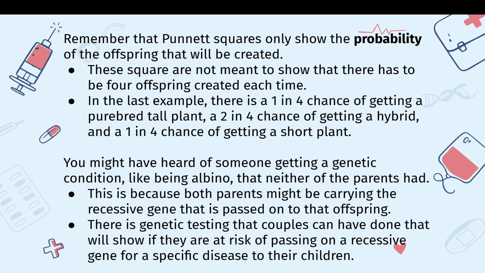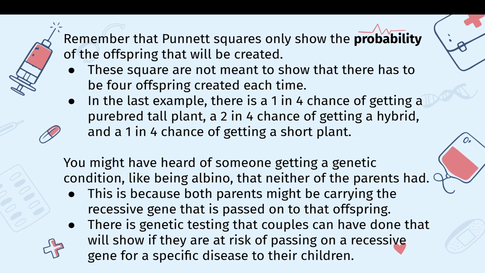We basically have a 1 in 4 chance of getting a purebred tall, and it's going to be tall. We have a 2 in 4 chance of getting a hybrid, which will still look tall, it'll still grow tall. And we have a 1 in 4 chance of a short plant. And it'll actually grow short because it only has those short genes. This is still all probabilities, though. It doesn't mean anything is certain, but it means those are the possibilities.